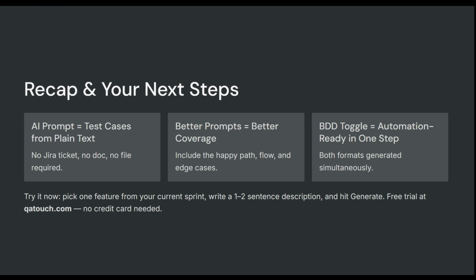And let's recap what we just learned. The QA Touch AI prompt feature lets you generate test cases by just describing what you want to test. No Jira ticket required, no document, just a prompt. And the quality of the prompt matters. We saw that more specific prompts will give you a better output.